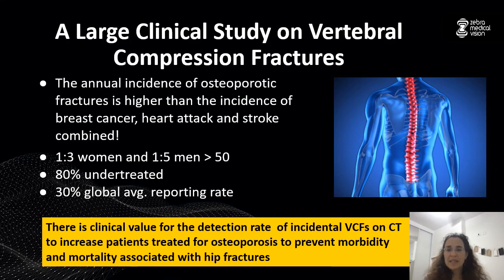An interesting example in this context is our work on osteoporosis and vertebral compression fractures. The annual incidence of osteoporotic fractures in the US is higher than the incidence of breast cancer, heart attack, and stroke combined. The most common osteoporotic fractures are those called vertebral compression fractures. In addition to being a source of morbidity, VCFs indicate substantial risk of future osteoporotic hip fractures.